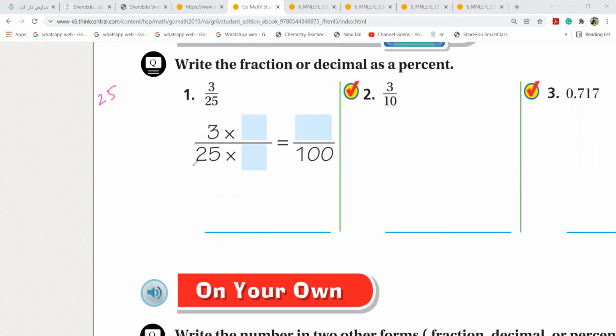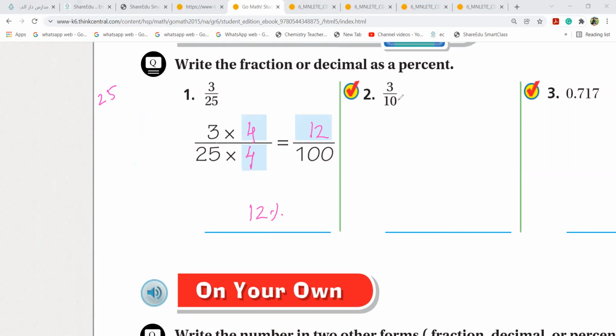Miss, the class is done. We have 2 more minutes, my dear. 25 times 4 gives 100. So 4. Now you'll say, teacher, how do I know? You can divide and check. When will you get 100? 25 times 4 is 100. Like that, you can divide and check.